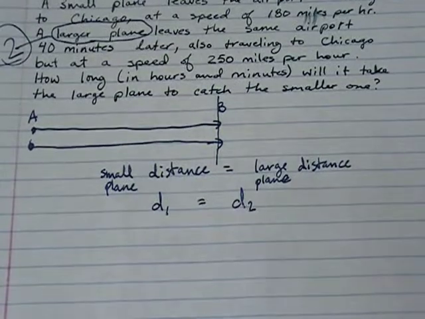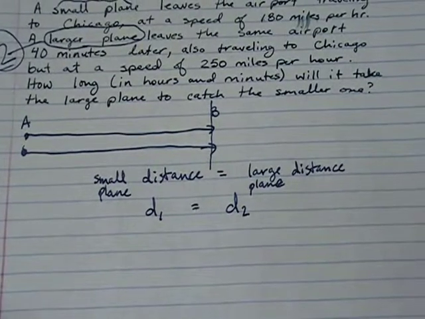Now what this means is, if you leave your house and you go a certain route, and then later someone leaves your house and they go the same route and they catch you, they had to have traveled the same amount of distance to catch you. Okay, and this is the same case here.